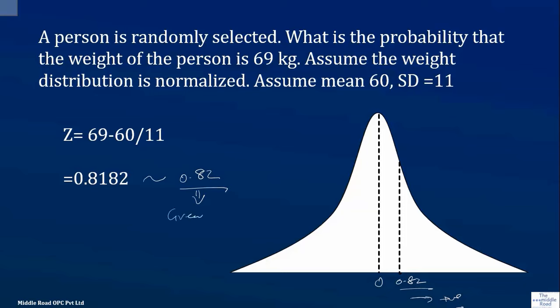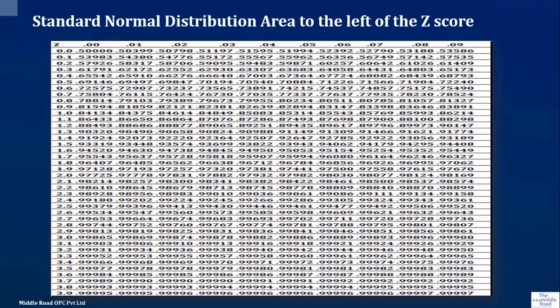Always gives you a greater value. We'll just go now and check, and we'll understand how we look at the Z score. This is a standard normal distribution. We always get the area to the left of the curve, which is the Z curve.